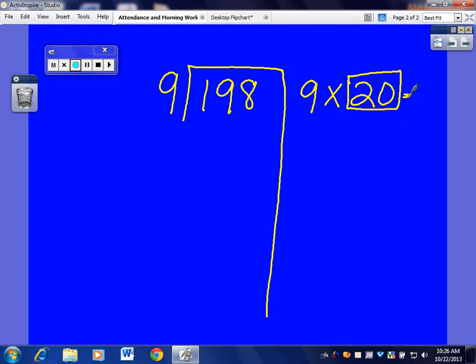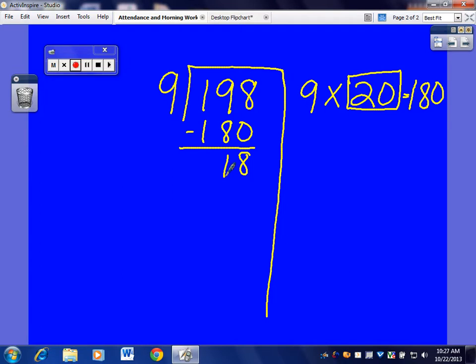Raise your hand if you can tell me what that answer is. 180. Excellent. So where does that 180 go? Underneath the 198. What are we going to do? We are going to subtract. Remember, division is just repeated subtraction. So 198 minus 180. What do you get for that? 18. Good.